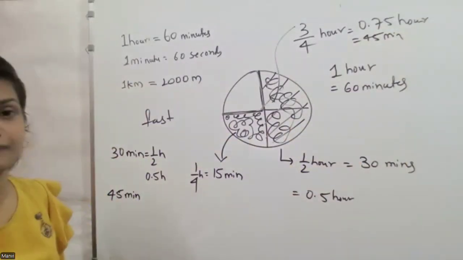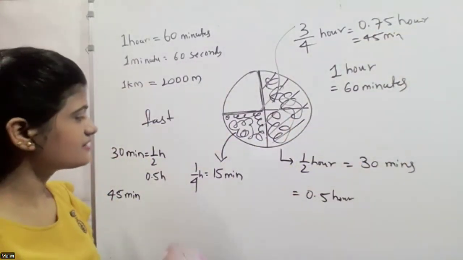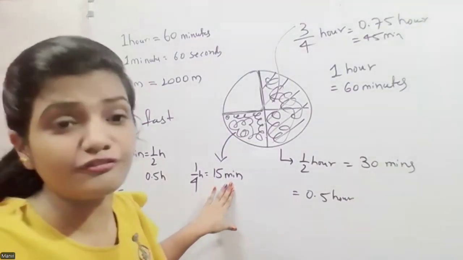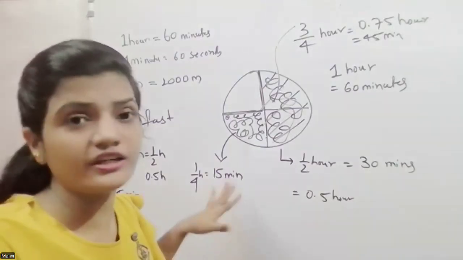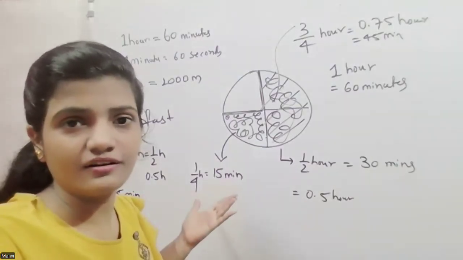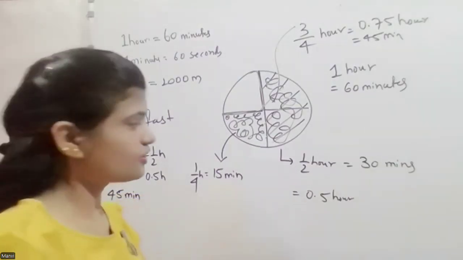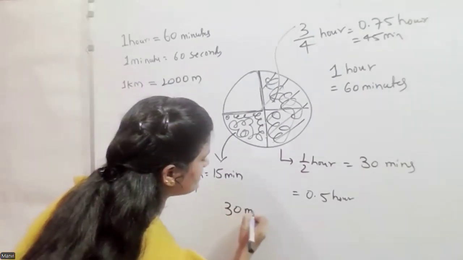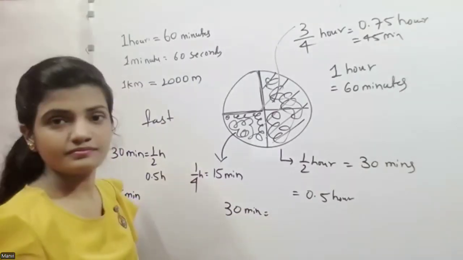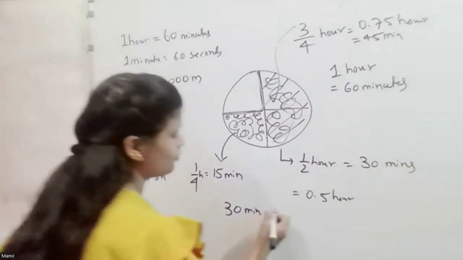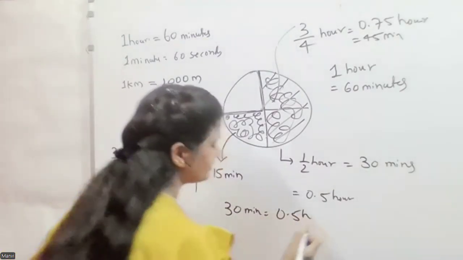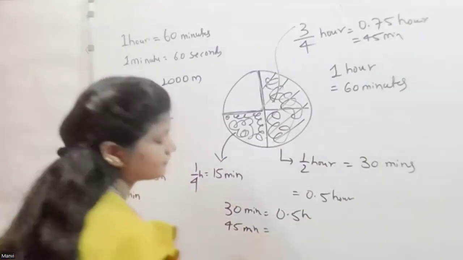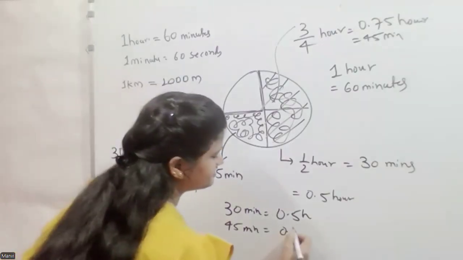So this is very simple. If they give us time in minutes, and we need to convert it into hours, then we can simply convert that, right? So just tell me as fast as you can. 30 minutes equals how many hours? 0.5 hours. Very good. Don't look here and there. Just tell me by yourself. 45 minutes equals how many hours? 0.75. Very good.